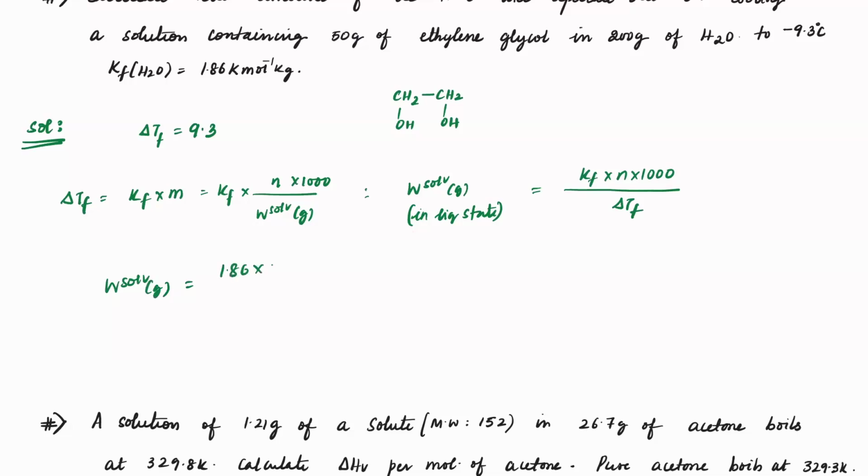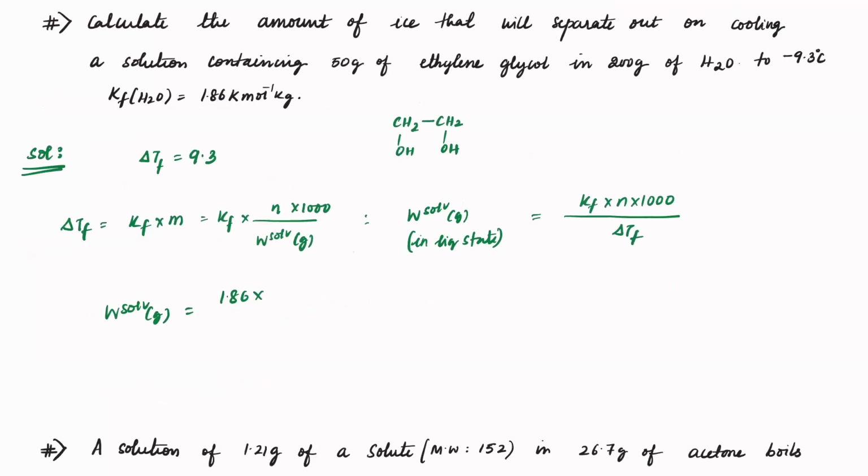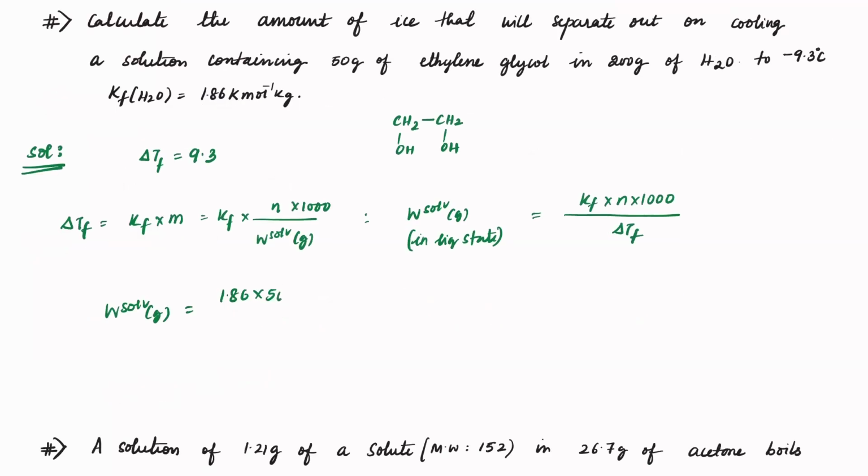So number of moles will be weight by molar mass. So 50 divided by molar mass. Molar mass of ethylene glycol is coming out to be 62. So that 62 into delta Tf, which is 9.3, into 1000. Got it? So this will be the weight of the solvent, everybody. Okay. So on my calculation, I think it is coming out as 161.3 grams. This is the weight of the solvent.